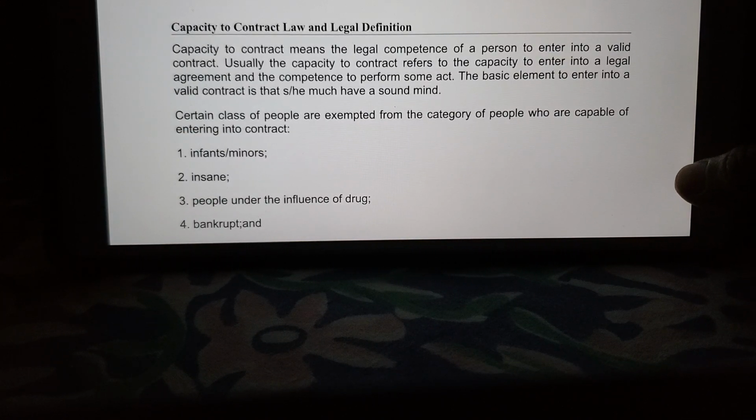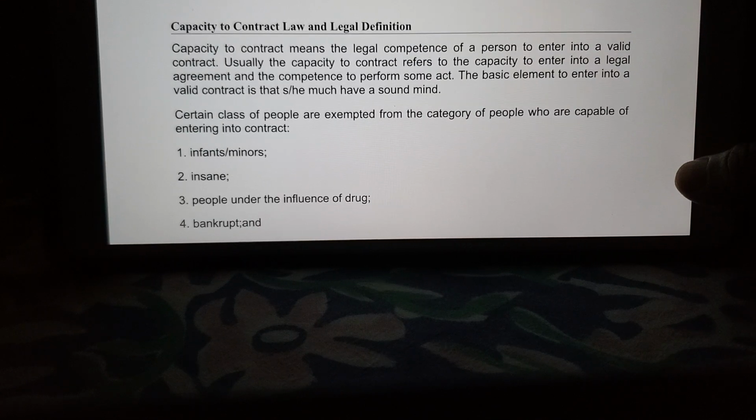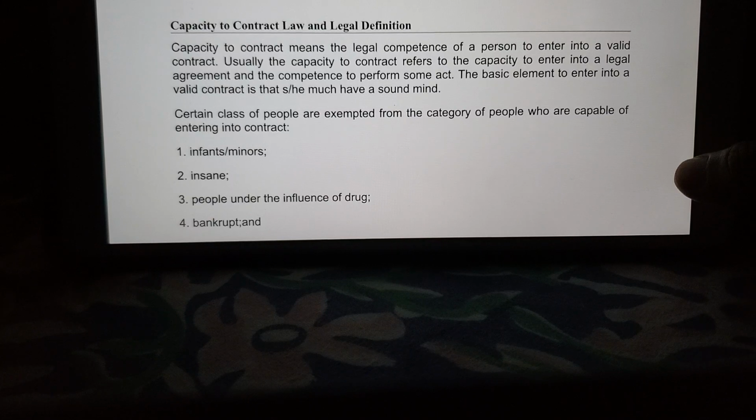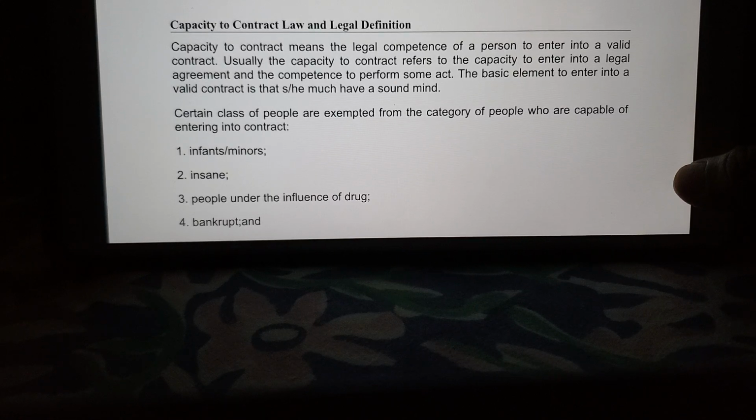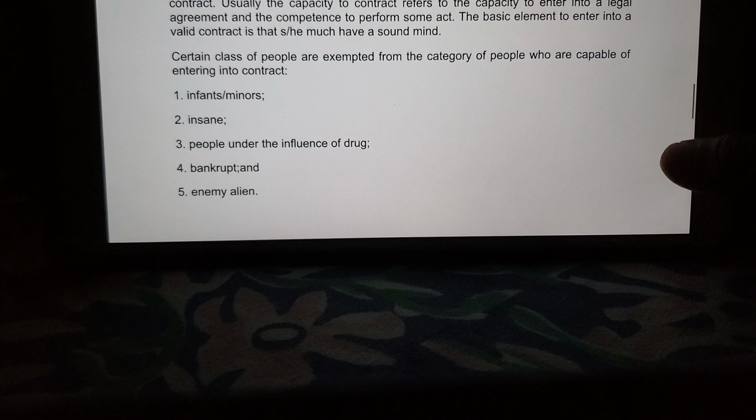Certain class of people are exempted from the category of people who are capable of entering into contract. 1. Infants and minors. 2. Insane. 3. People under the influence of drugs. 4. Bankrupt. And 5th, enemy alien.